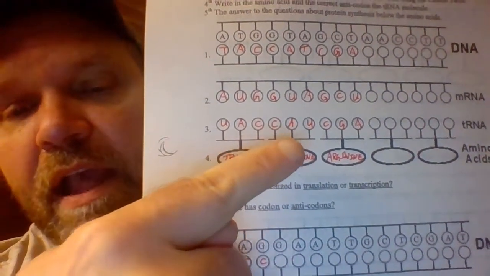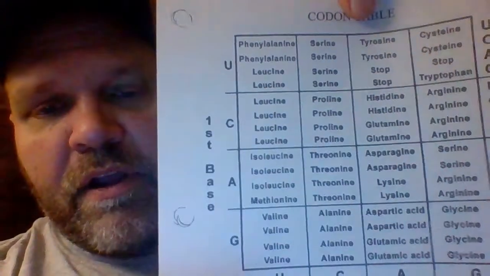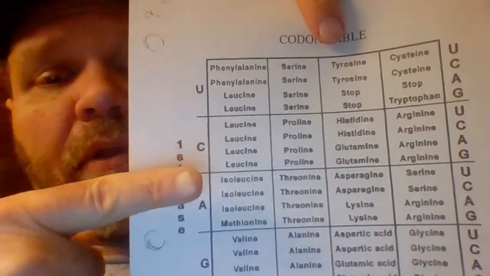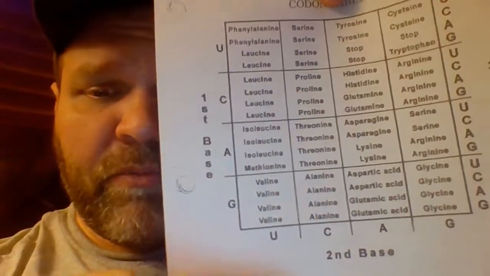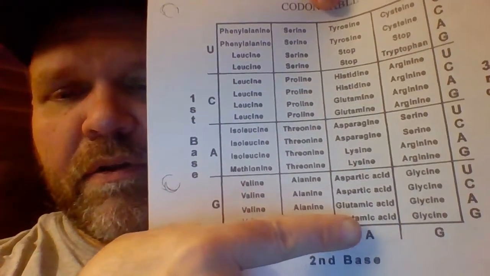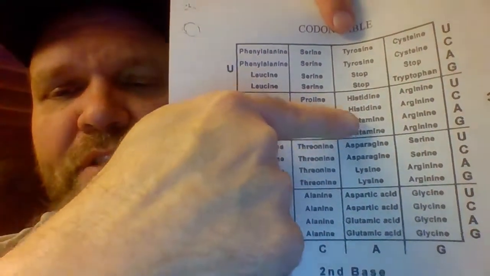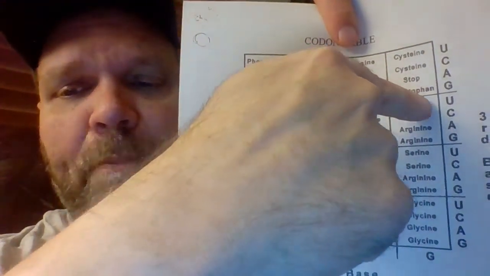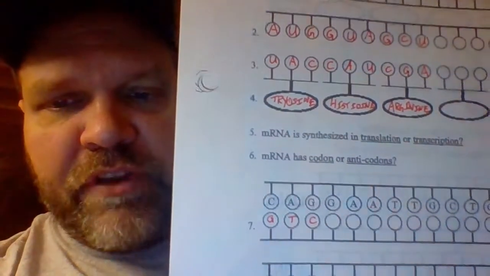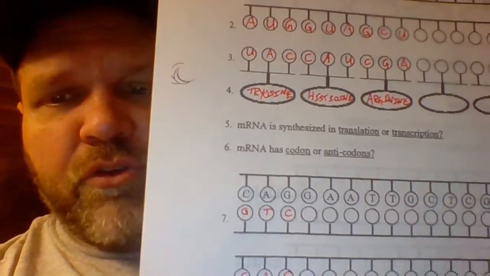Let's do my next set. Next set is CAU. Let's find that. First letter is C. C is going to be right there. A is going to be right there. So I find the place where C and A meet. It's this whole box right here, all 4 of these. CA, and then my last one was U. U is the top one. So as I come across, the top one is histidine. Let's put that in here. Histidine.